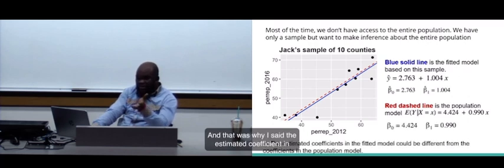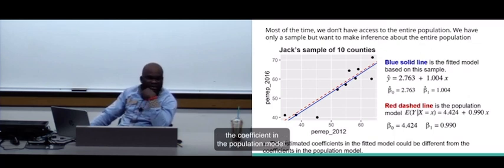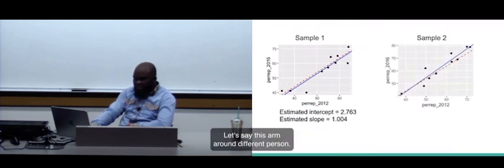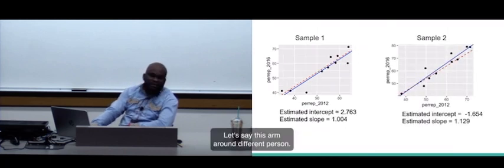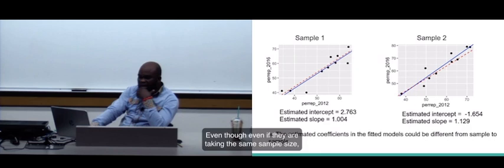Take a look at that, and that was why I said the estimated coefficient in the fitted model could be different from the coefficient in the population model. And you know what? Let's say this time around, different person, not only Jack, also go to the population. Even if they are taking the same sample size, they're still going to have different values.